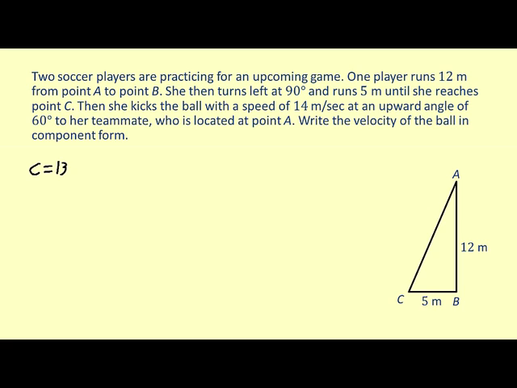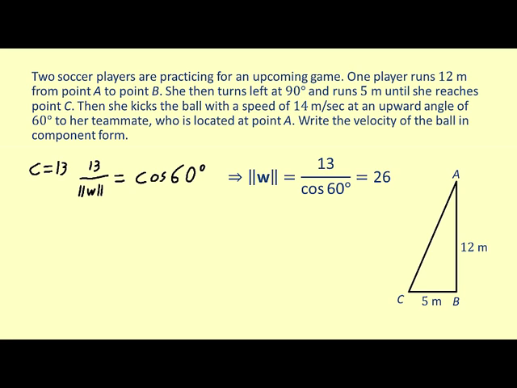Our next step is to find the magnitude of w. We already have the distance between the players and the angle the ball is kicked at, so we have 13 over the magnitude of w equals the cosine of 60 degrees. This means we can express the magnitude of w as 13 over the cosine of 60 degrees, which equals 26 meters per second. Now we'll find the vertical distance from the second player to the terminal point of w.